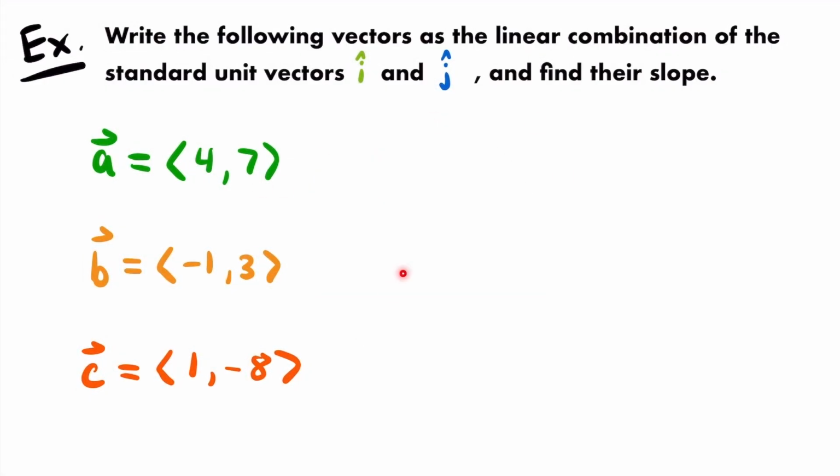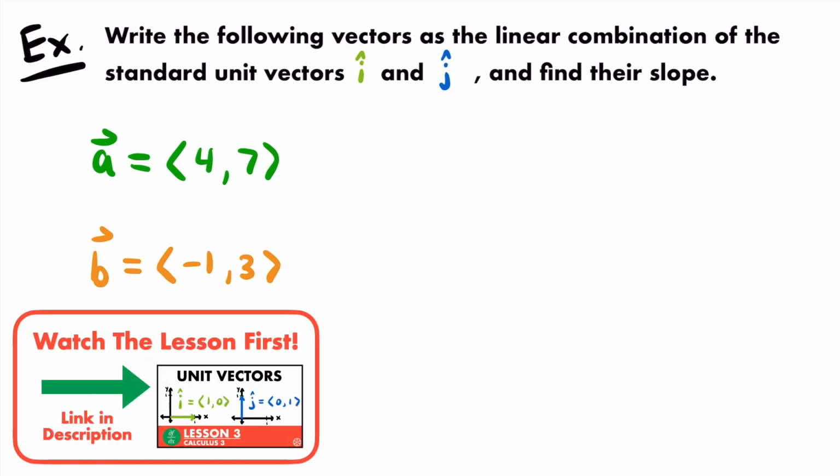Alright, so here's our first example. We want to write the following vectors as the linear combination of the standard unit vectors i and j and find their slope. We have three different vectors here, vector A, vector B, and vector C. They are all position vectors, or vectors in component form, that we want to rewrite in a different way. And we're going to do that by using the standard unit vectors i and j.